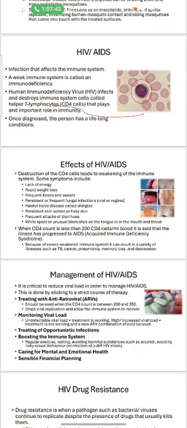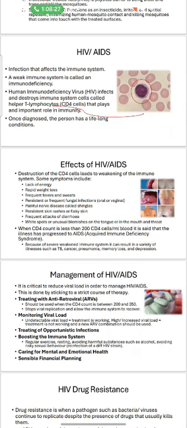Once diagnosed, the person has a lifelong condition. Effects of HIV and AIDS. Destruction of the CD4 cells leads to the weakening of the immune system. Some symptoms include lack of energy, rapid weight loss, frequent fevers and sweats, persistent or frequent fungal infections, oral or vaginal, painful nerve disease called shingles, persistent skin rashes or flaky skin, frequent attacks of diarrhea, white spots or unusual blemishes on the tongue or in the mouth and throat.